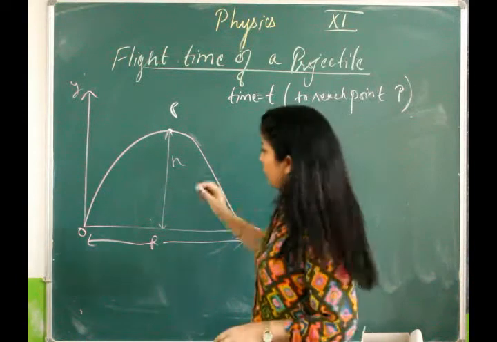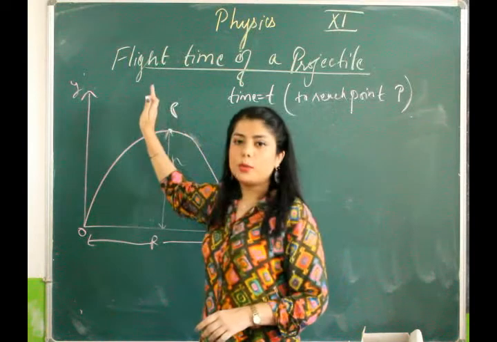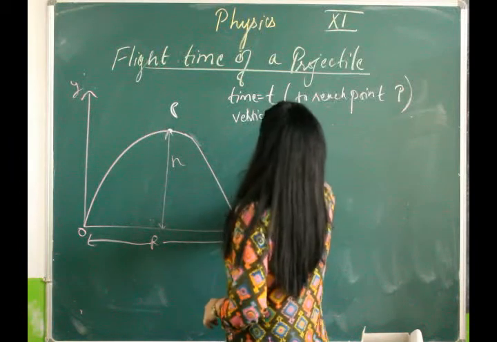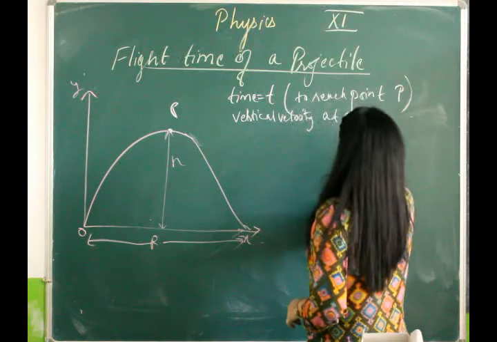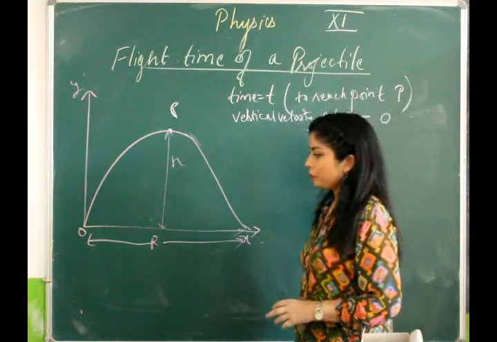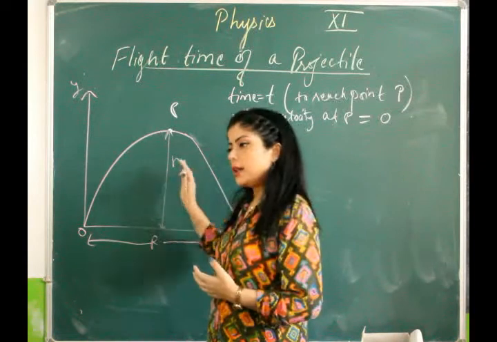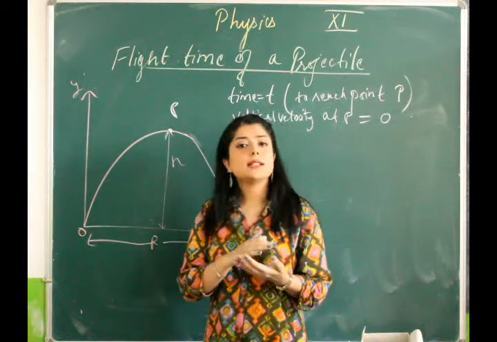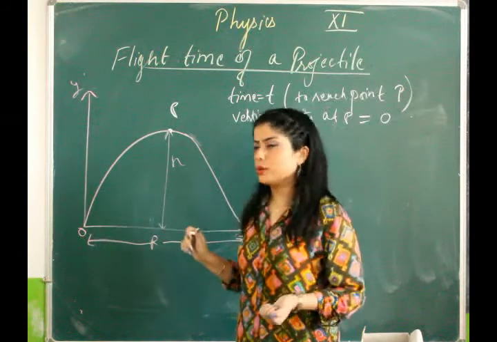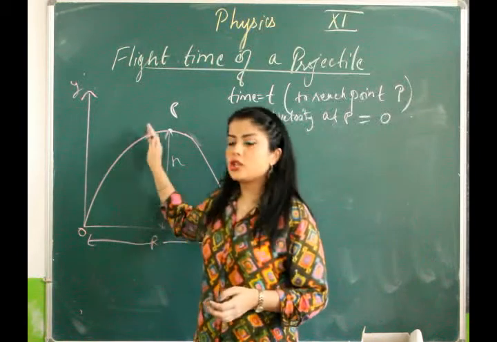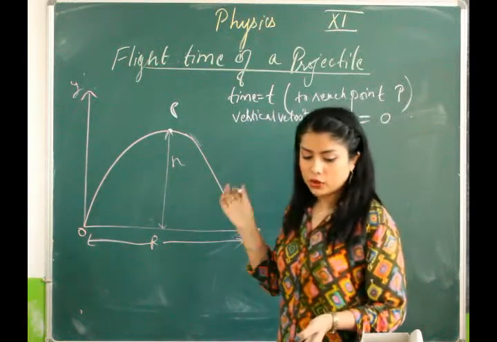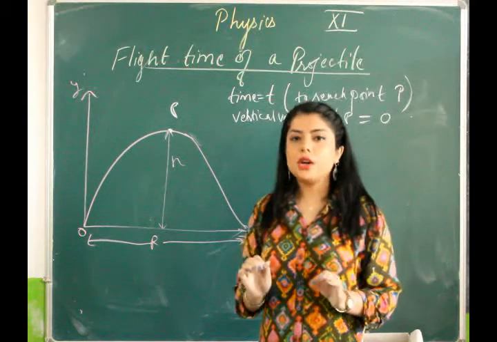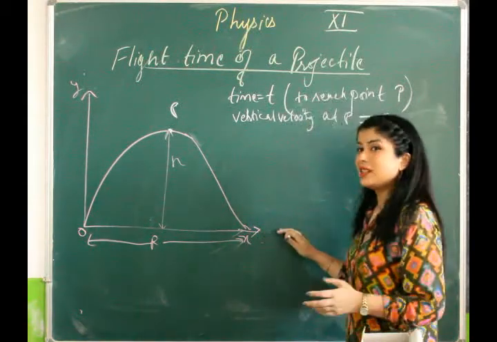Now what we know at this point is that the vertical velocity, the upward velocity, is 0. So vertical velocity at P is equal to 0. What we have seen is that in projectile motion, horizontal velocity remains the same. There is no change in the horizontal velocity. It is the same throughout from initial to the end. But vertical velocity constantly changes from one point to the other. So we are going to derive this equation in terms only of vertical velocity. We are not going to use the horizontal velocity, as it is the same.